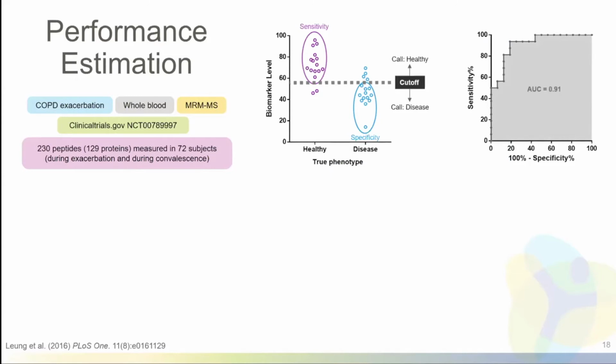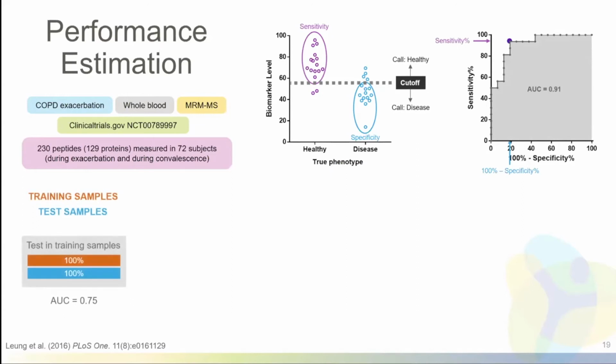Now, an AUC of 1 corresponds to a perfect classifier where you can draw a line and all of the points on one side are healthy and all of the points on the other side are disease. An AUC of 0.5 corresponds to a coin toss. And so we can think of 0.7 to 0.8 as being a decent classifier. So now that we introduced this performance metric, let's move on to the example itself.